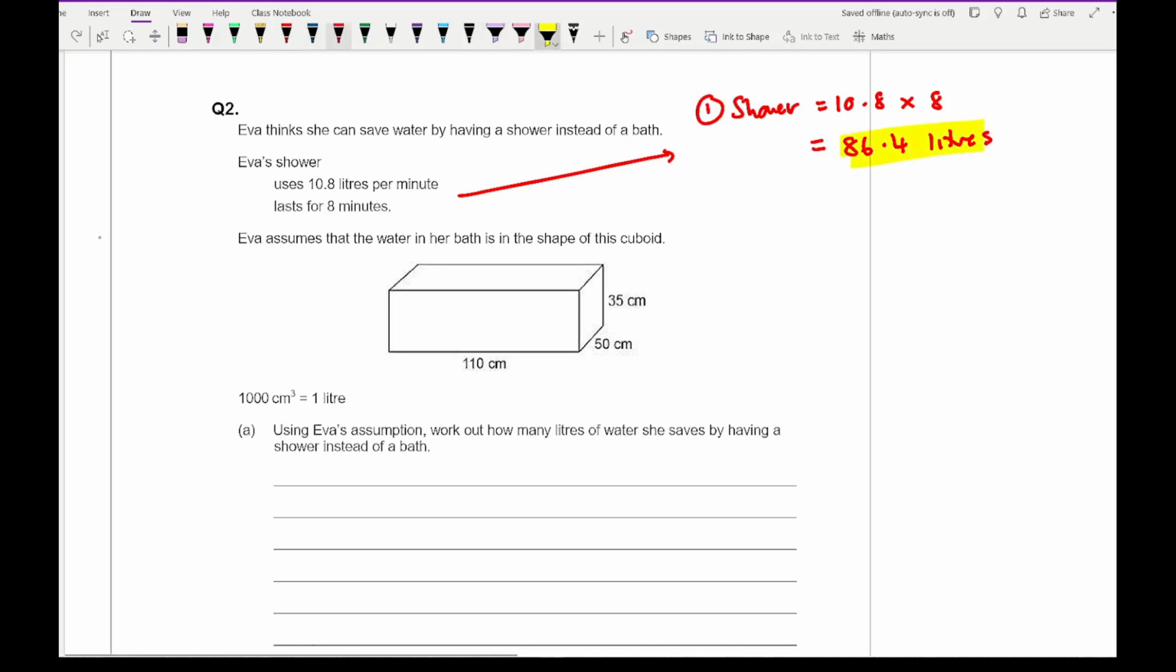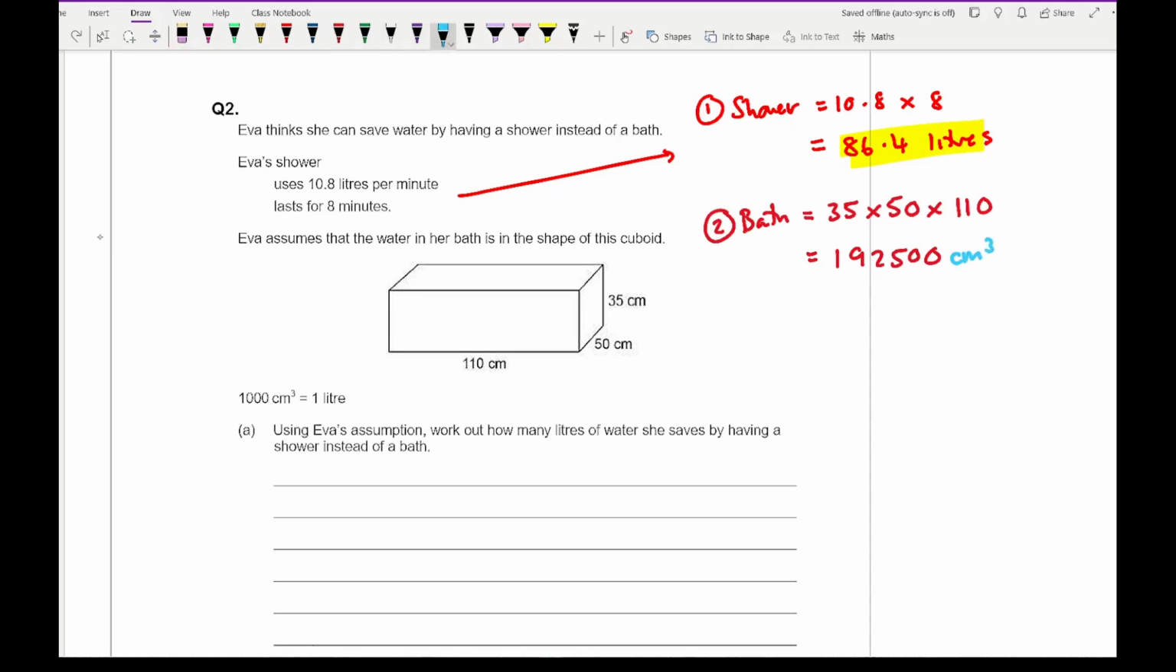So the next thing for me to do is work out how much water she uses if she has a bath. So for a bath, what I need to do is work out the volume of a cuboid. So that's going to be 35 times 50 times 110. And that gives me an answer of 192500, and that's in centimetre cubed rather than litres.